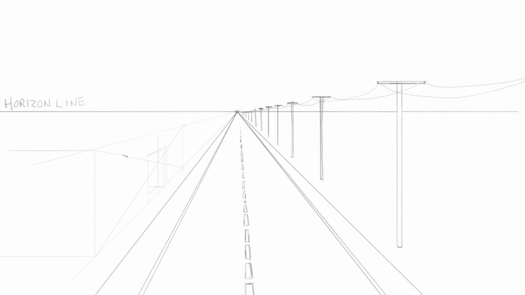I'll draw some more guidelines to show me where the top and the bottom of the window sills are going to be. And then I'm ready to darken up some of those lines. I'll draw in the windowsills using the top and bottom guidelines that I put in.